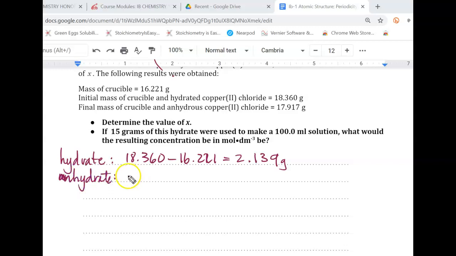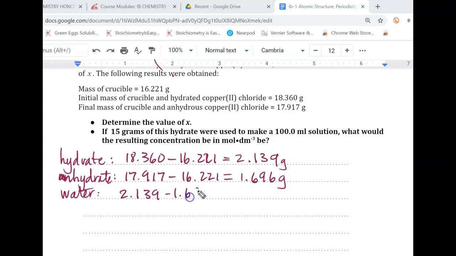Then I want to know the mass of the anhydrate. That is 17.917 minus 16.221, and that gives me 1.696 grams. Then I want to know the mass of the water. Subtracting those two, 2.139 minus 1.696, gives me the mass of the water at 0.443 grams.